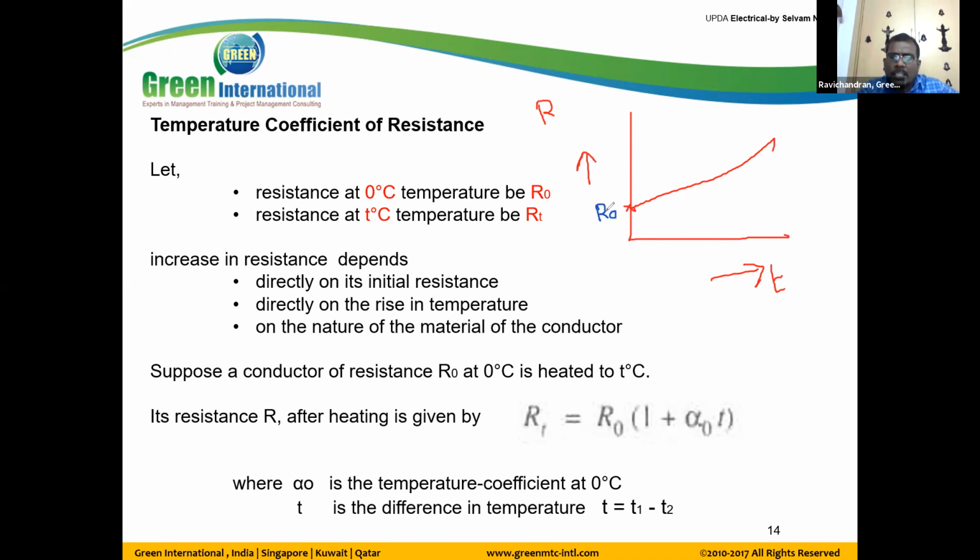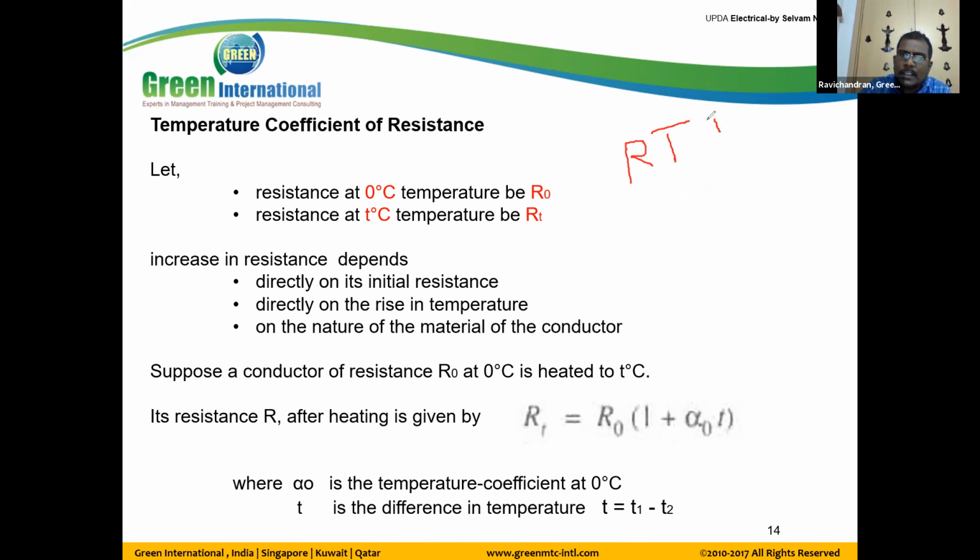So at 0 degrees, we have a resistance value, and if the temperature increases, the resistance value is also increasing. And from this slide, we have an important question. That question they frequently ask. RTD. Those who are working in the process industry will know this value. RTD stands for resistance temperature detector.